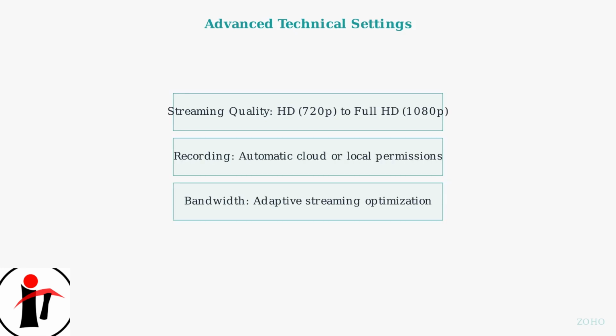Set streaming quality from HD 720p up to Full HD 1080p. Choose automatic cloud recording or grant local recording permissions to attendees. Enable adaptive streaming to optimize bandwidth usage based on each participant's connection quality.